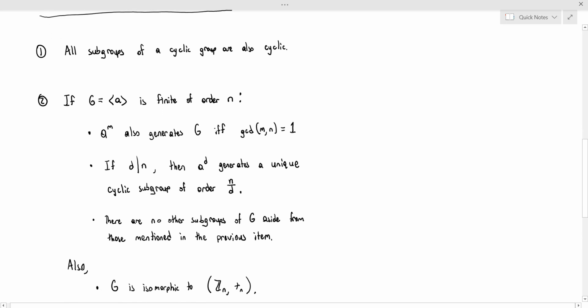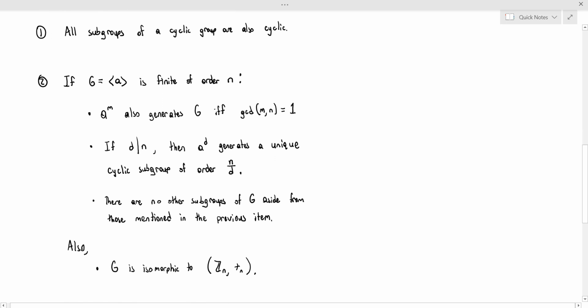So this theorem basically tells us everything that we need to know about cyclic groups, everything that we could possibly know about cyclic groups. I guess cyclic groups are so simple, we have a sort of complete description of them, is what's going on.